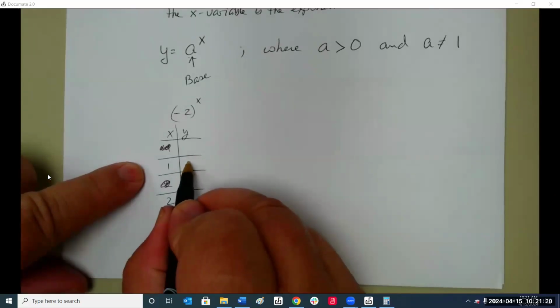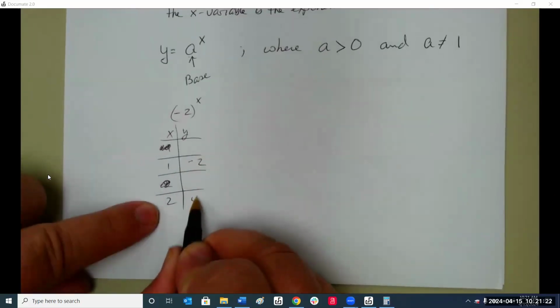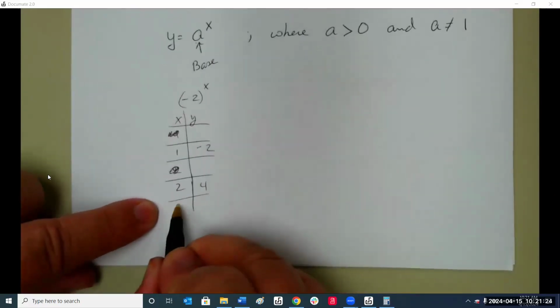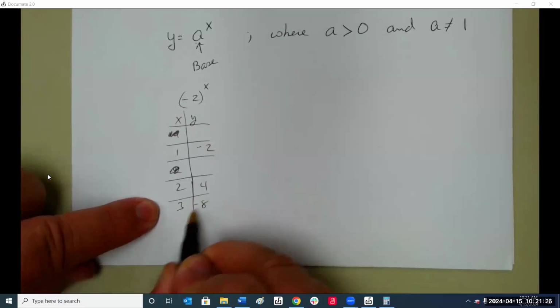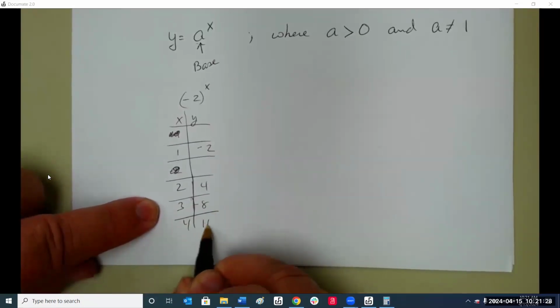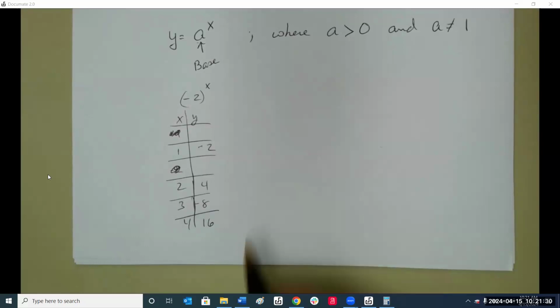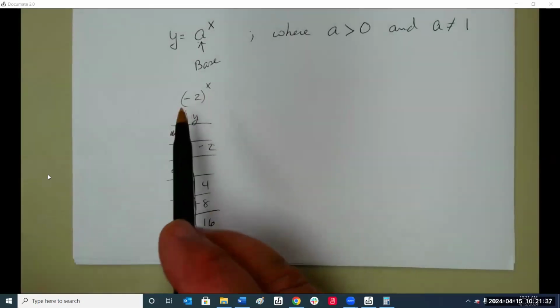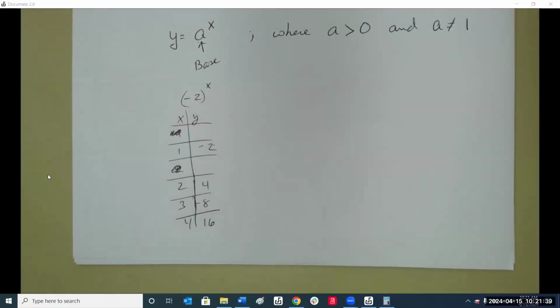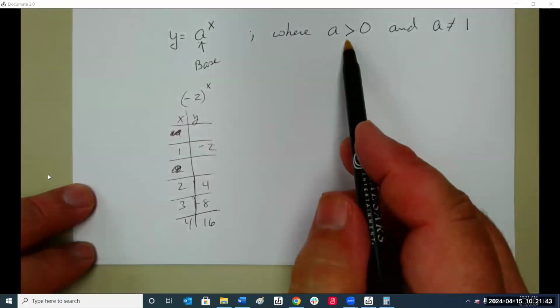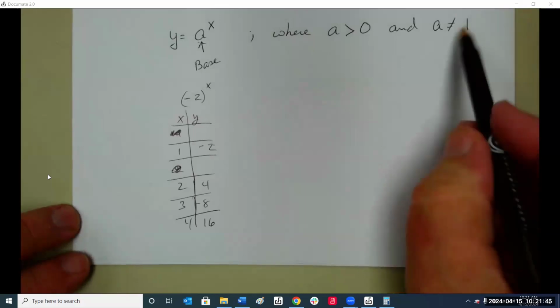So when x is 1, we have -2. When x is 2, we have +4. When x is 3, we have -8. When x is 4, we have +16. The answer will fluctuate, positive and negative, positive and negative. Whenever the x is a fraction or negative, it changes the whole thing. That's the reason a has to be positive.